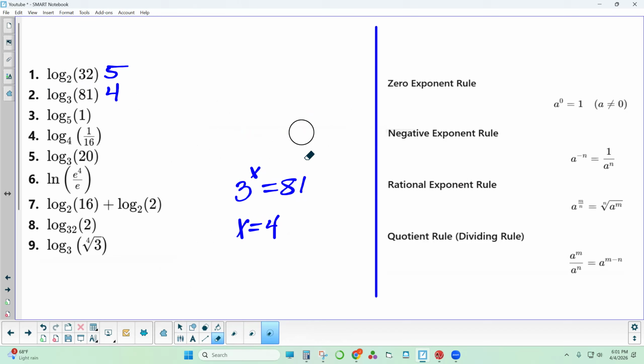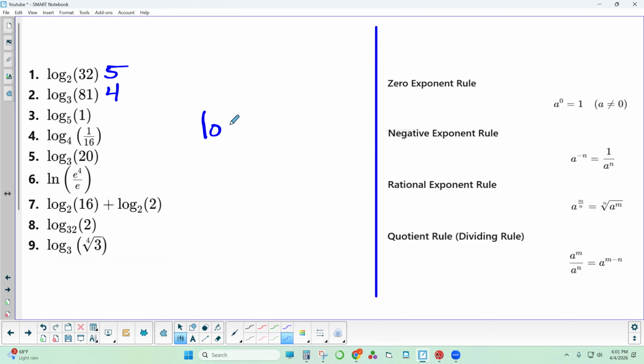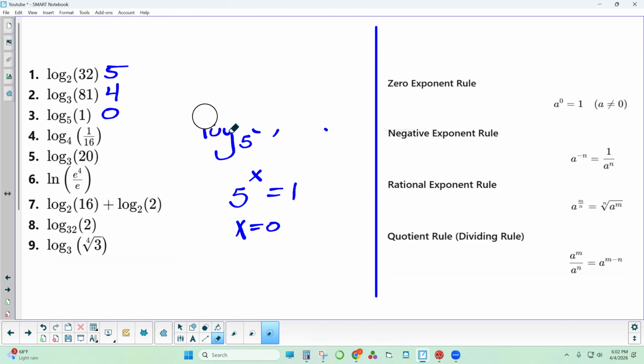All right. Moving on to the third one here. Log base 5 of 1. Okay, same thing. What would I raise 5 to get a 1? Well, you might want to recall the zero exponent rule, which states that anything raised to the zero power will give you a 1. Okay, so that means x must be 0.